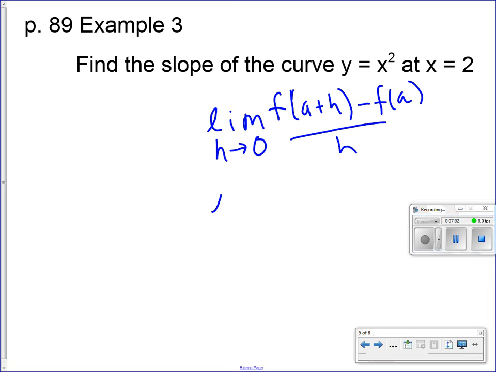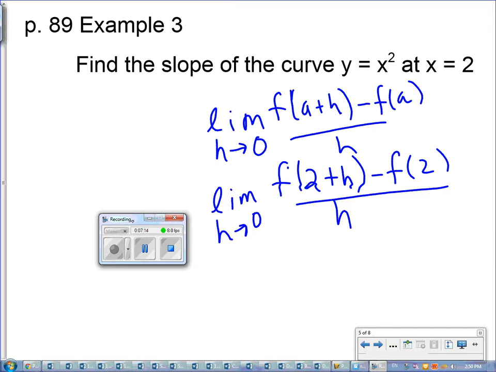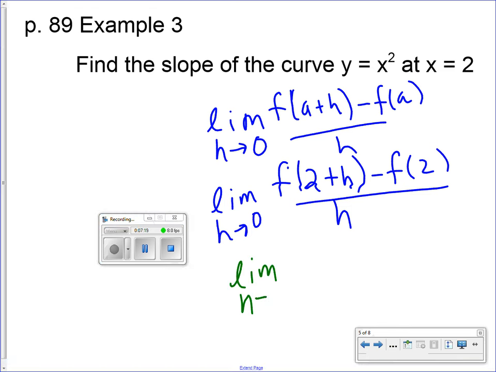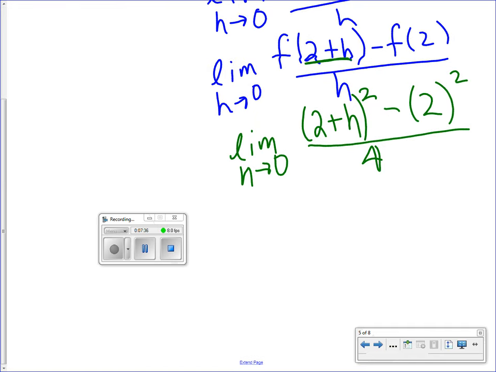So now I'm going to substitute a with 2. Okay. I'm going to keep substituting. I want f of 2 plus h. So that means that I am going to substitute 2 plus h into this function. So instead of x squared, it's 2 plus h squared. That's the input. Minus, again, instead of x squared, it's 2 squared. That's not a 4, that's an h.